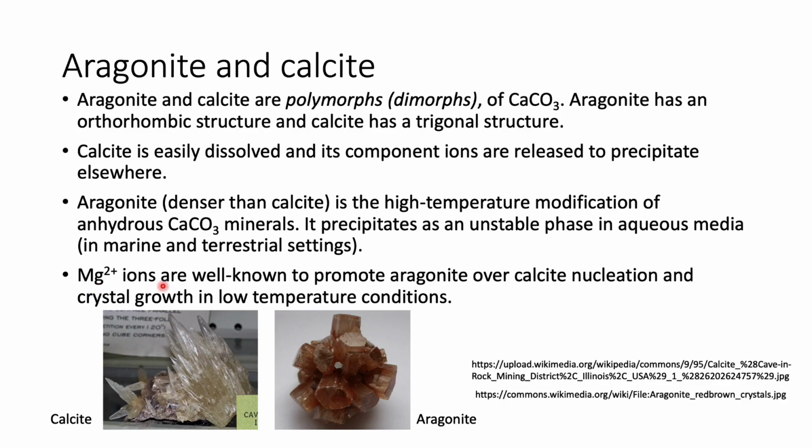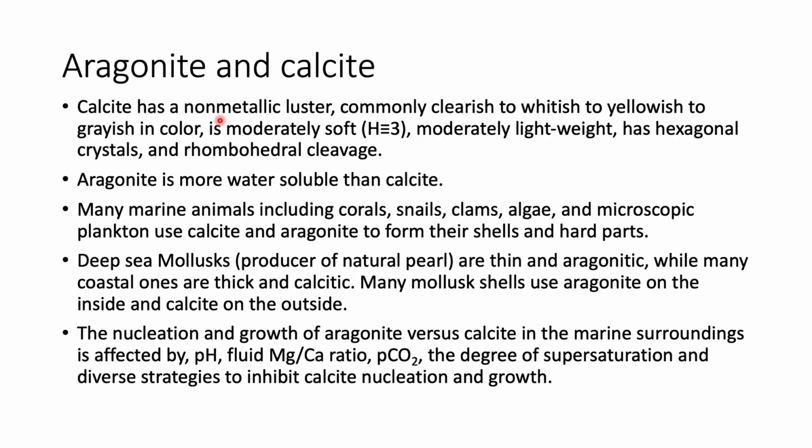Magnesium 2 plus ions are also well known to promote aragonite over calcite nucleation and crystal growth in low temperature conditions. This is a magnification of calcite, that's what we had seen earlier. So the calcite has a non-metallic luster and is commonly clearish to whitish to yellowish to grayish in color. So there are different grades of calcites known. It is moderately soft and moderately lightweight and has hexagonal crystals and a rhombohedral cleavage. Aragonite is more water soluble than calcite. So this is one thing we have to keep in mind.